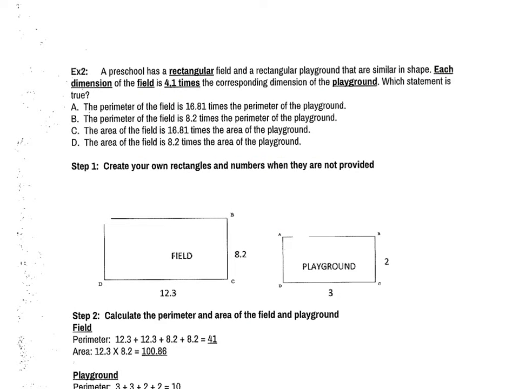Now for example 2, it says a preschool has a rectangular field and a rectangular playground that are similar in shape. Each dimension of the field is 4.1 times the corresponding dimension of the playground. Which statement is true? So I'm going to partially read these just a little bit so I can figure out what I'm actually working with. A and B both start talking about the perimeter. C and D both talk about the area. So we need to find both first before we get going.